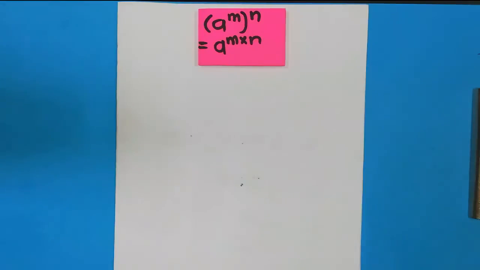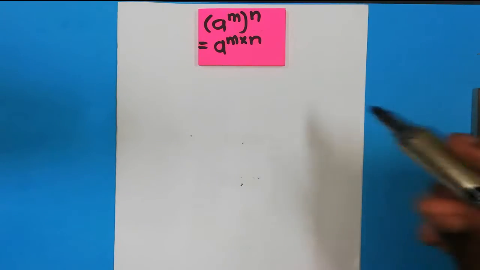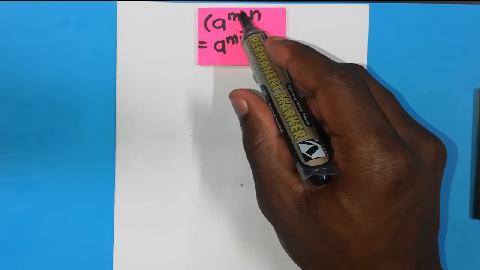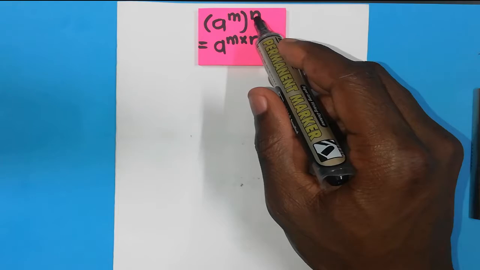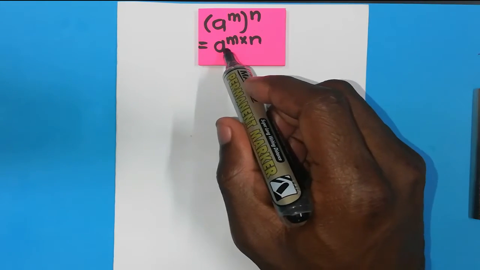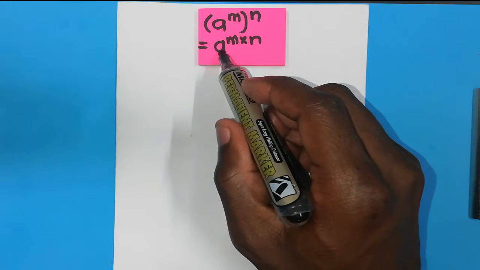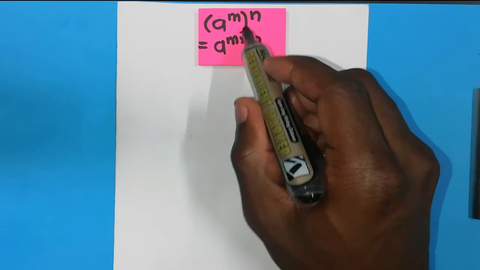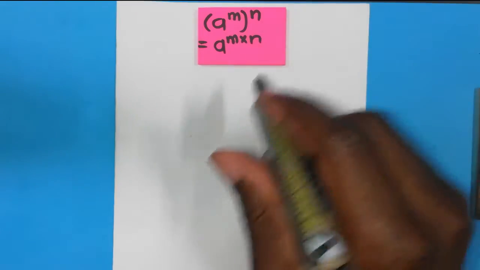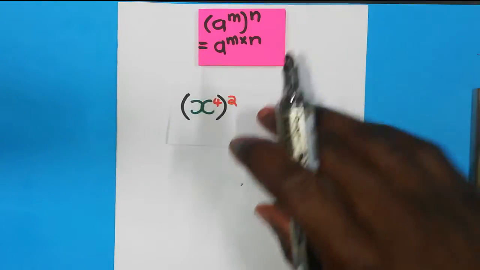All right, here is the last one. So what we're going to do here is a raised to the exponent m, all raised to the exponent n. Okay, so how do you rewrite it? It will be a exponent m multiplied by n. Okay, so let's use an example.